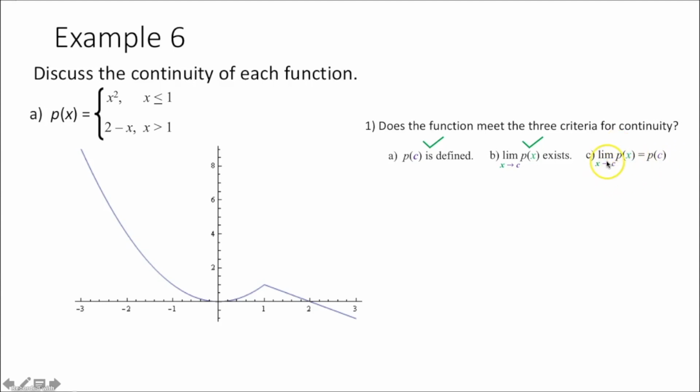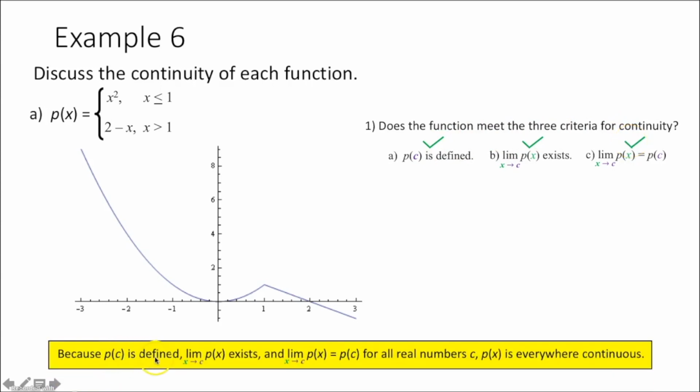And this is really just asking if there's a hole where a point would be above it or below it. And there is none of that, so you would say, yes, the limit as x approaches c of p of x is equal to p of c for all x equals c. Therefore, since the 3 criteria of continuity are met, you would say, because p of c is defined, the limit as x approaches c of p of x exists, and the limit as x approaches c of p of x equals p of c for all real numbers c, p of x is everywhere continuous.